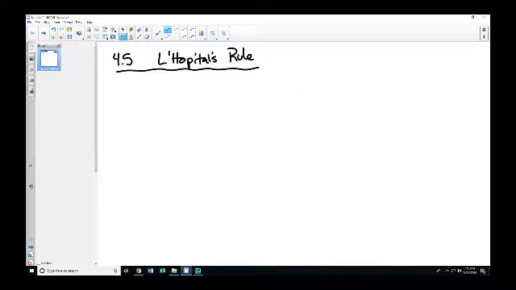L'Hopital's rule is a way to solve limits using derivatives. Okay, it's something that is pretty straightforward and something that we can use pretty easily.